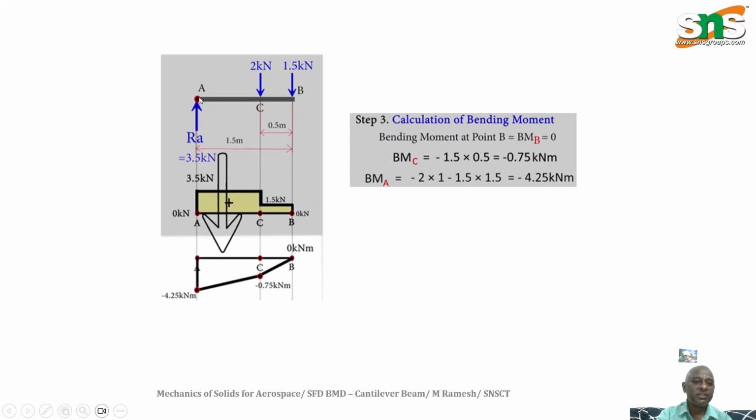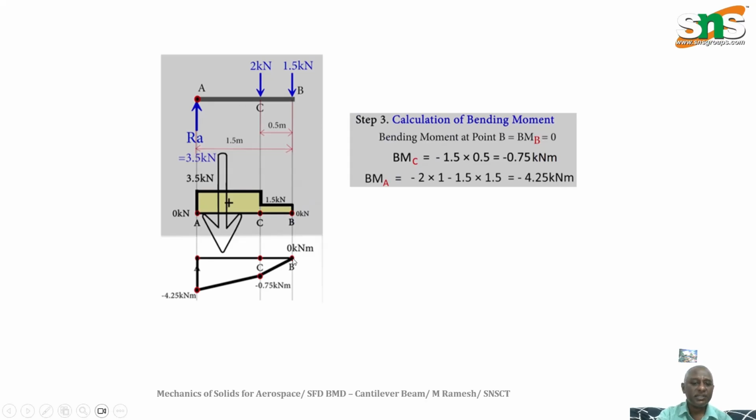Then you can move on to point A. At point A, what is the bending moment? You consider this 1.5, then 2 into 1 meter here. Both are negative values. So minus 1.5 into 1.5 minus 2 into 1, that is equal to minus 4.25 kilonewton meter. These are the bending moment values at points A, C as well as B. So these are the 3 points available here.